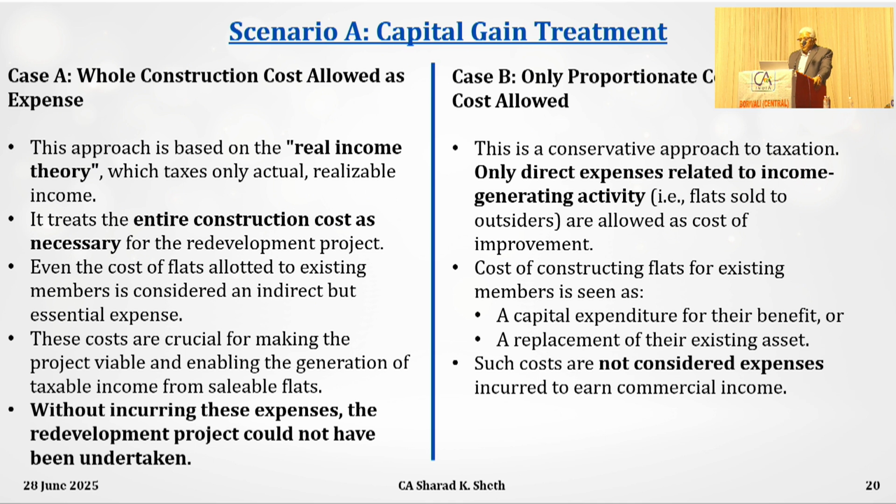The other line of argument, which is more conservative, is that only direct expense related to the income-generating activity is allowed. So wherever I am generating income, that is, whatever area I have sold or allocated to the new member, the corresponding cost of that area, plus the premium I have paid for using the FSI for that area, plus of course whatever other expenditures were incurred proportionately, I should claim. And I should capitalize the balance amount towards my existing building.